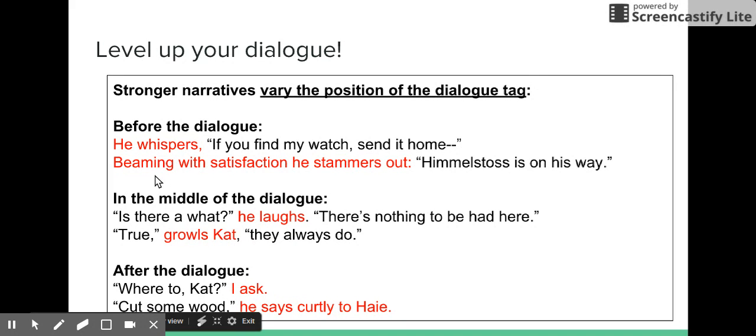You can also choose to put it in the middle of the dialogue. So in this example, "Is there a what?" he laughs. "There's nothing to be had here." The person keeps on talking afterwards. Or, "True," growls Cat. "They always do." The last way you can do it, and I think the most common way to do the dialogue tag, is to put it after the dialogue. So, "Where to, Cat?" I ask. "Cut some wood," he says curtly to Hi. So, if you're looking to level up your writing, you can play with where you're going to put the dialogue tag in the sentence.